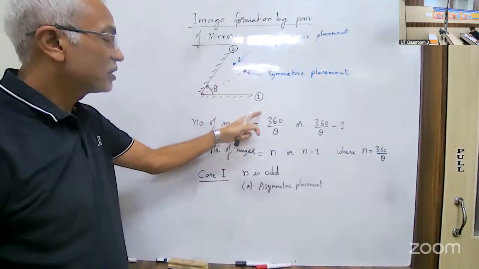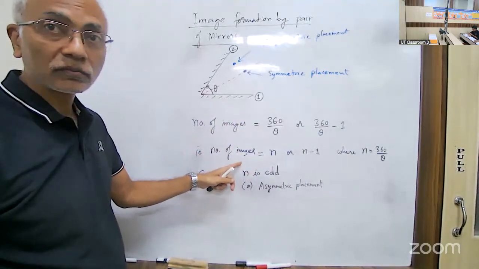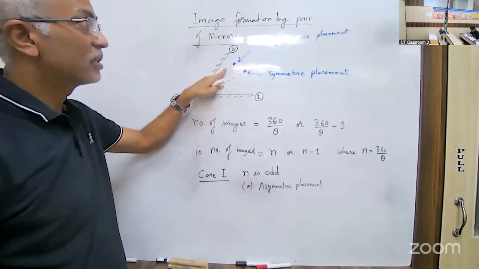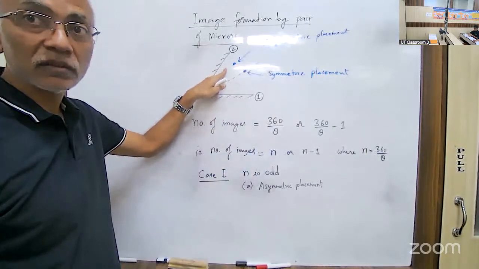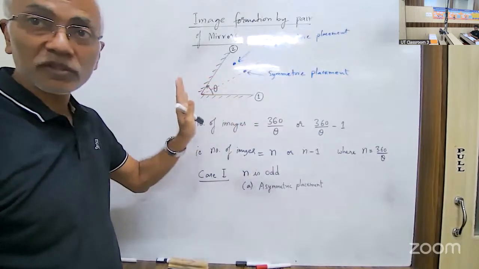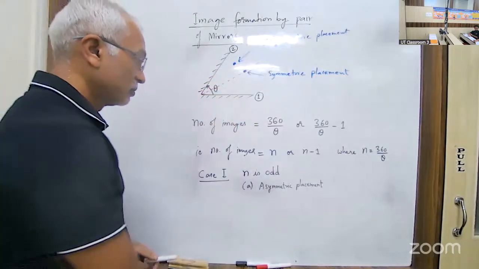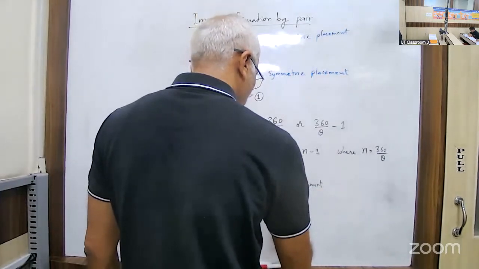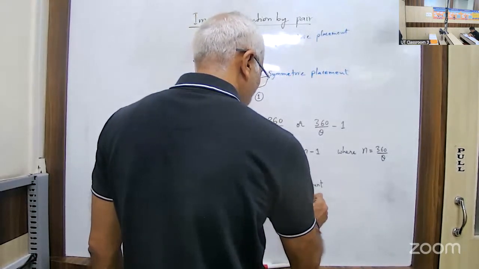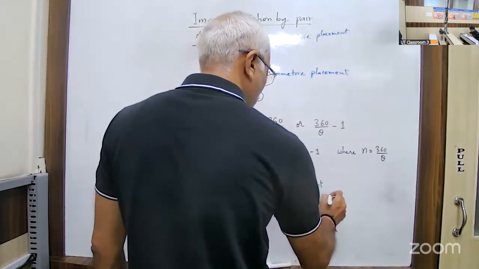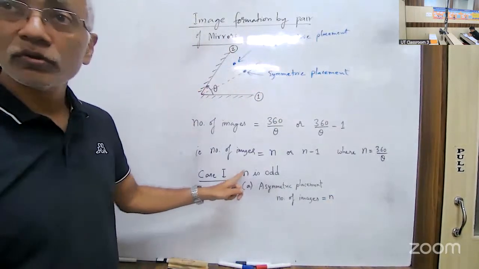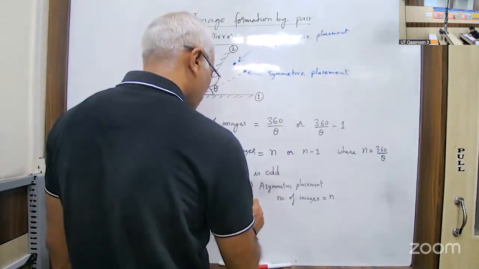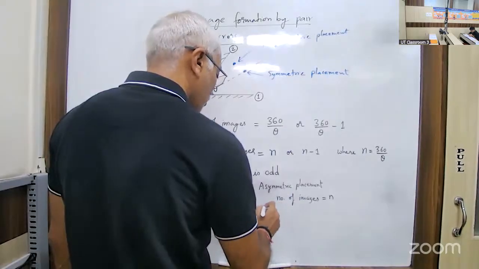So when 360 by theta is odd, okay, and the object is placed asymmetrically, then that is the number of images. Number of images equal to n. जो odd number है वही हो. Asymmetric, asymmetric, symmetric: n minus 1.